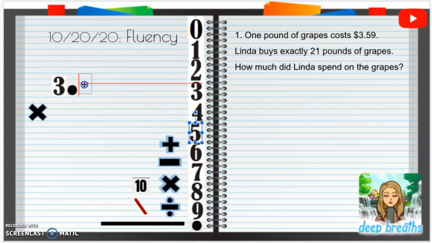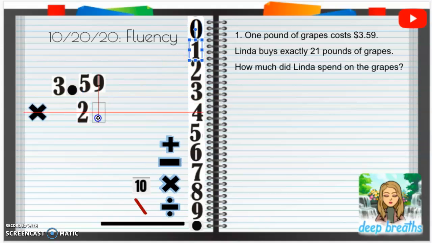3.59. Now, when I am multiplying, I am lining everything up to the right. So when you're multiplying, you do not need to line up your decimals, only adding and subtracting. So we will take care of the decimal later. So times 21, we're going to put our bar here.